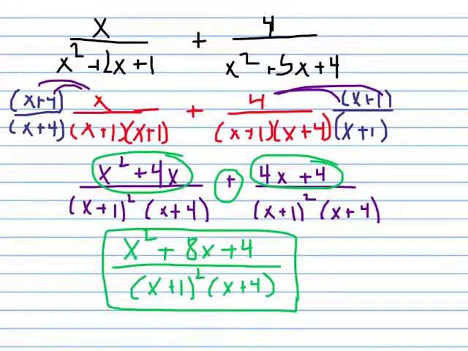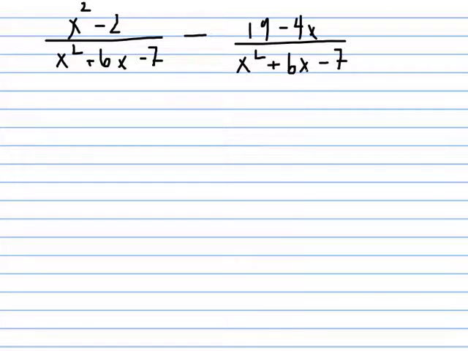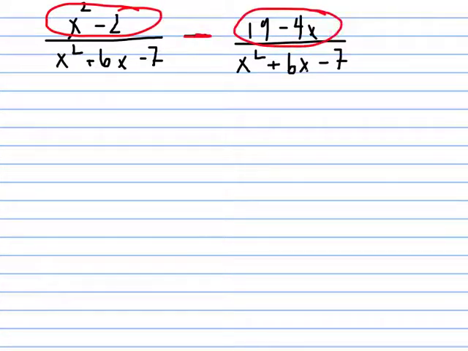Let's look at one more that's a subtraction problem. x squared minus 2 over x squared plus 6x minus 7, minus 19 minus 4x over x squared plus 6x minus 7. Alright, so I did a little something. If you look at the denominators, we could factor them, but are they the same already? Since they already are the same, you don't have to have a common denominator. So once the denominators are the same, we can perform the operations we need.